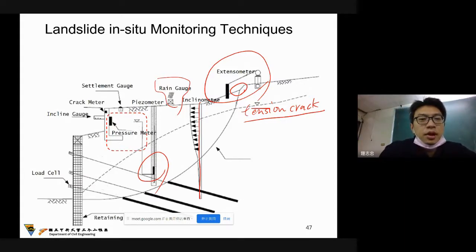We also talked about the settlement gauge, crack meter, and also this incline meter or incline gauge for the retaining wall.